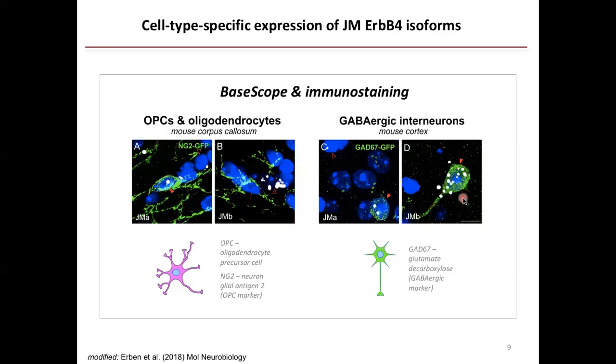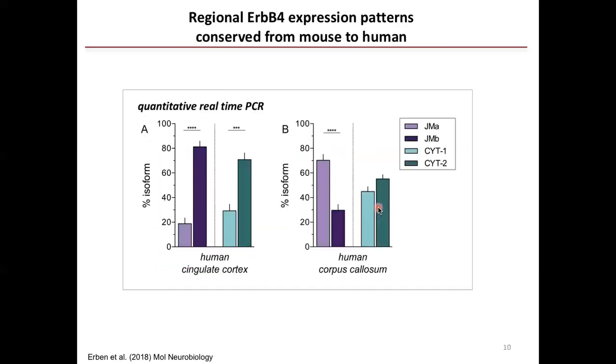JMA transcript was low but not absent. Lastly, to evaluate the relevance of our rodent studies for expression in the human brain, which could be relevant to the differences in ErbB4 isoforms reported in postmortem brains of schizophrenia patients, I analyzed ErbB4 splice variants in microdissected human brain tissue by quantitative real-time PCR.